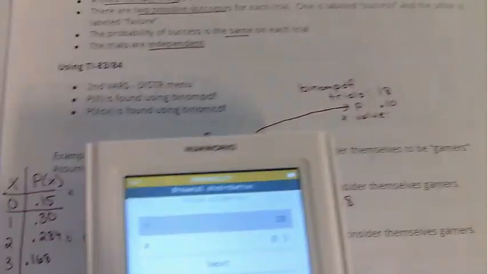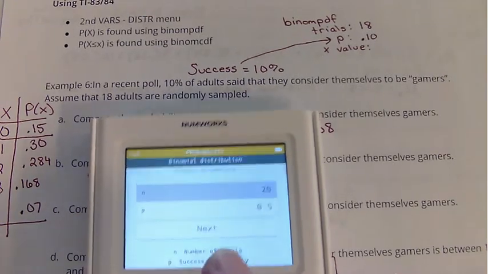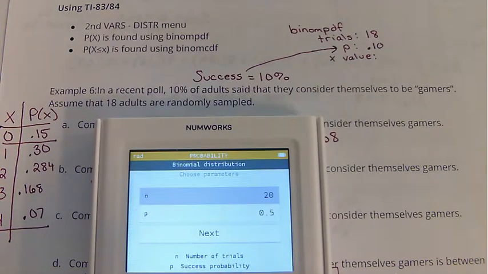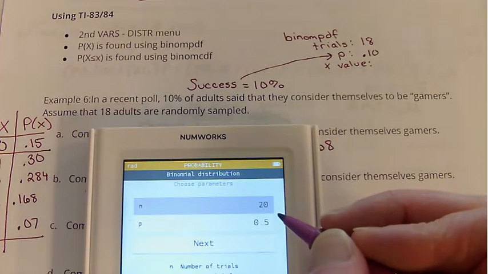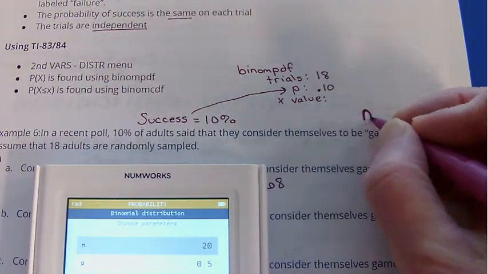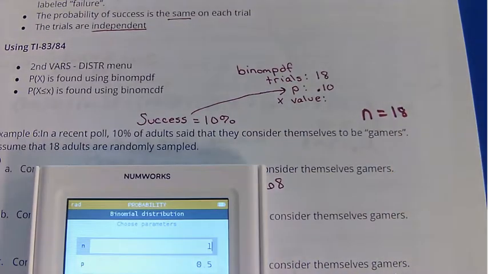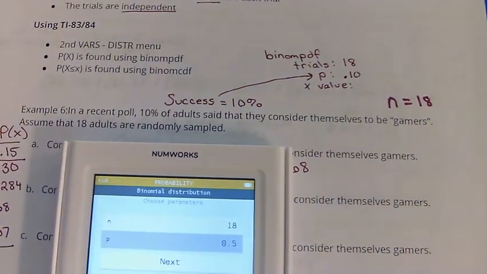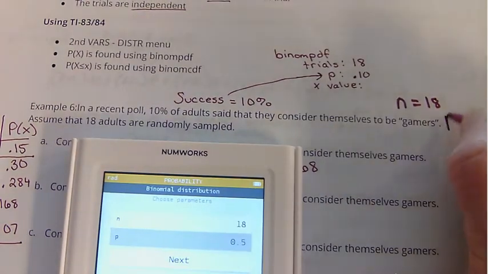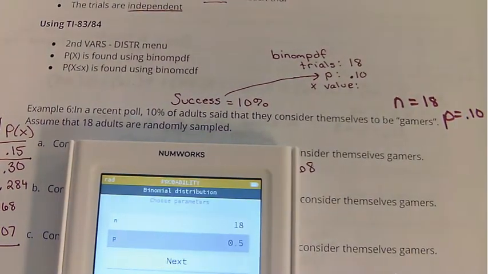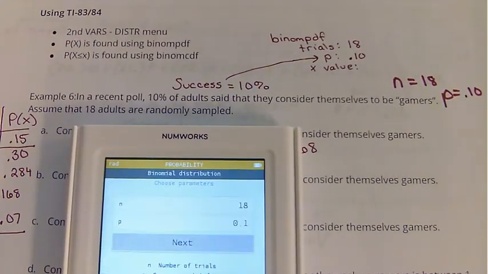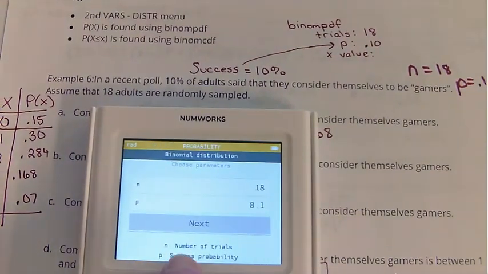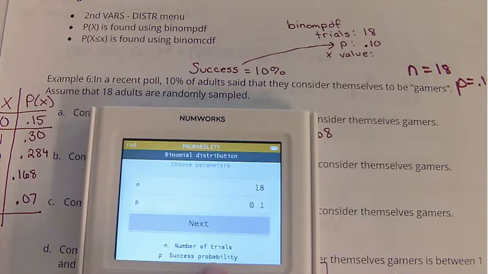Now, so this first example, we had in a recent poll, 10% of adults said they consider themselves to be gamers, assume that 18 were sampled. The N is going to be the number of samples we had. So the N was the 18. So I'm going to change that to 18. And P is the probability of success. So I'm going to change that to 0.10. And then we're going to click next. And it even tells you that N is the number of trials and P is the success probability. I love that it actually gives you all that information.